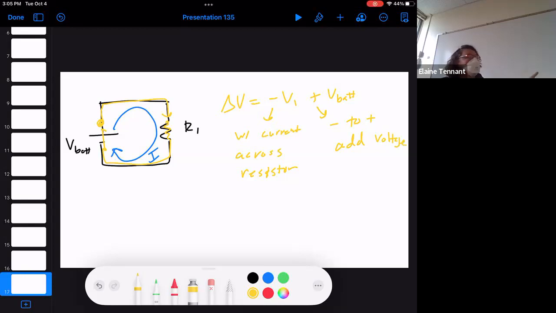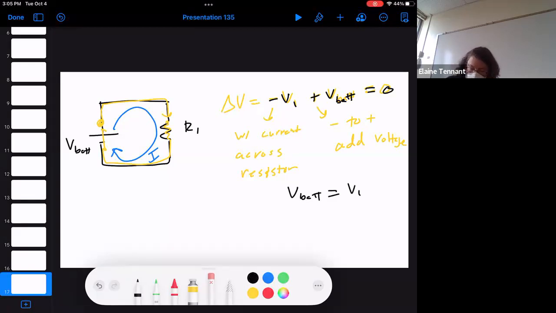And then once you hit the spot where you started, that needs to add up to 0. Okay, so for this problem, I don't think anyone is going to be surprised that this will give you the voltage across the battery is the same as the voltage across the resistor. Okay, sounds good. But now, let us go the other way.